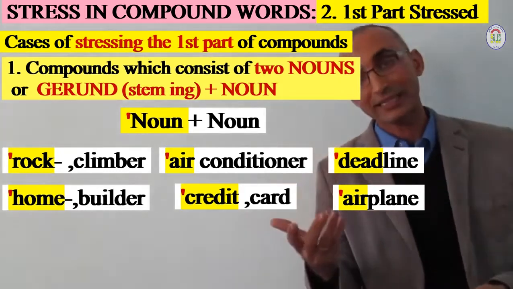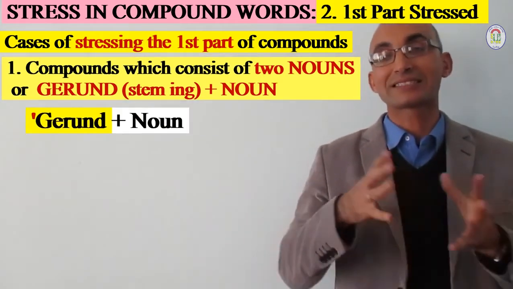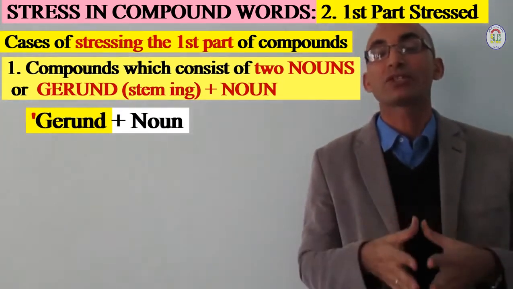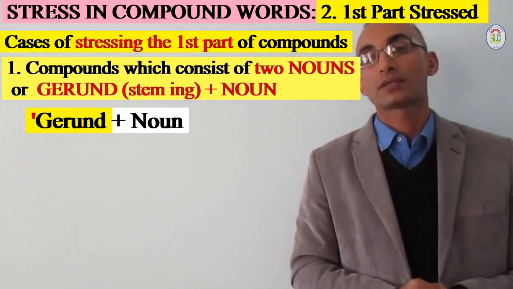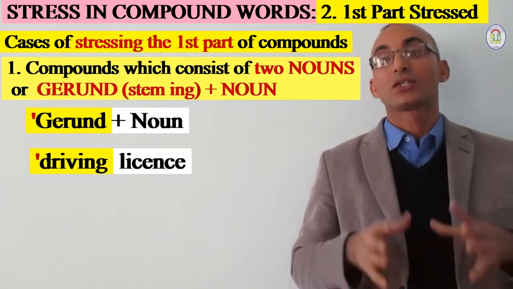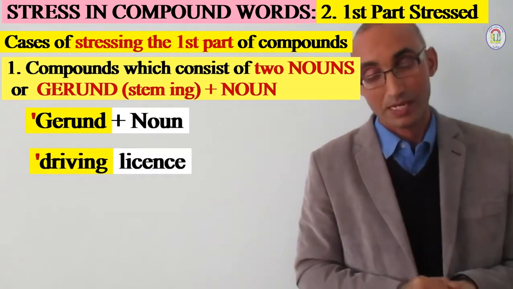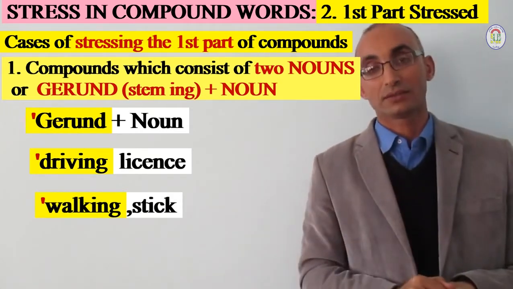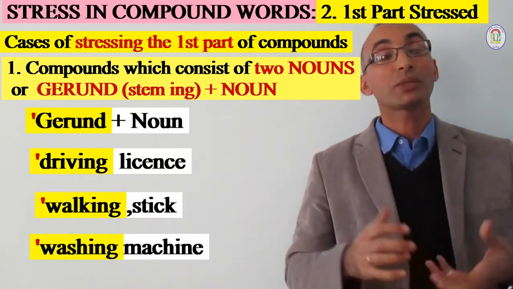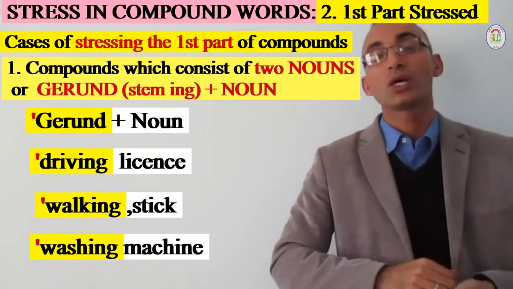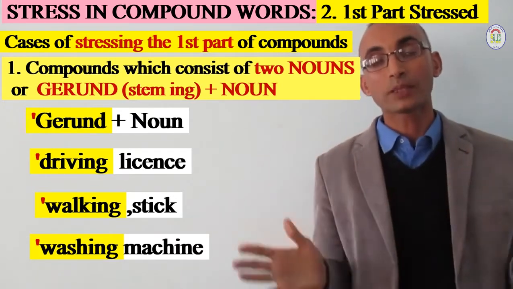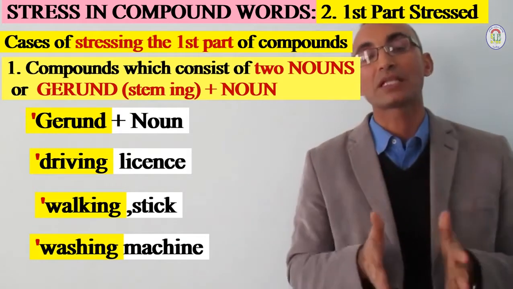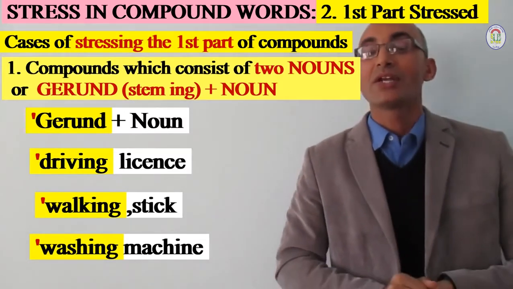Now also for the structure of gerund plus noun, the same thing. We always stress the first part, I mean the gerund. Example, we have the word driving license, so we stress driving, primary stress, and the other one takes secondary. Walking stick, we stress walking, the gerund, first part. Washing machine, also we stress the first part, which is washing. So as you see here, always in compound nouns, noun plus noun or gerund plus noun, we stress the first element in these compound nouns.